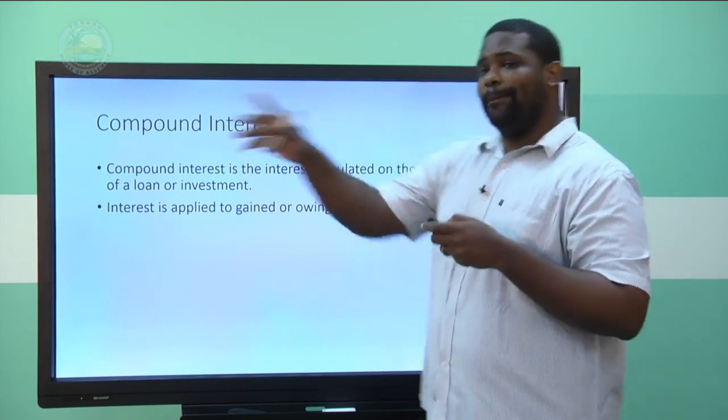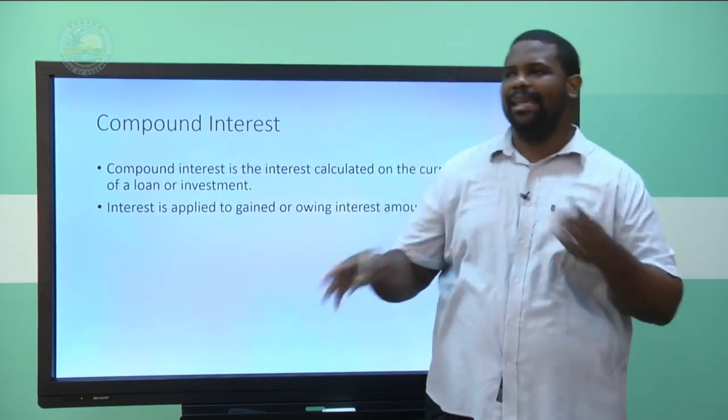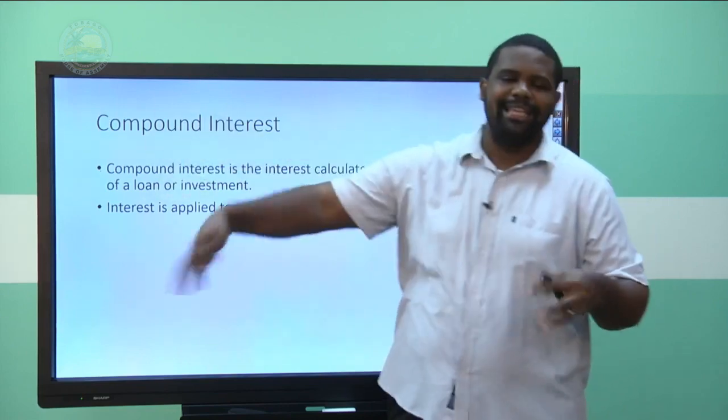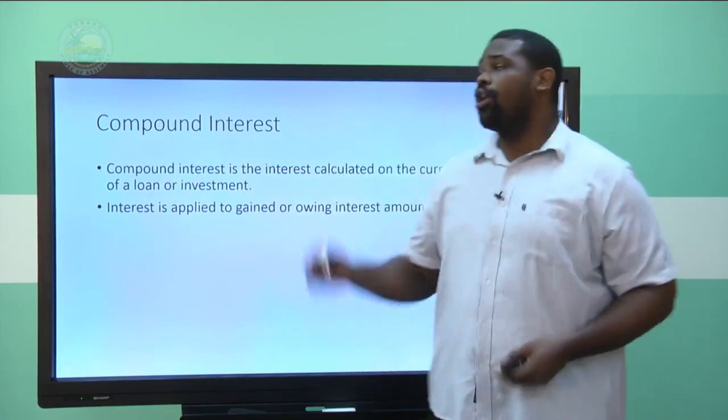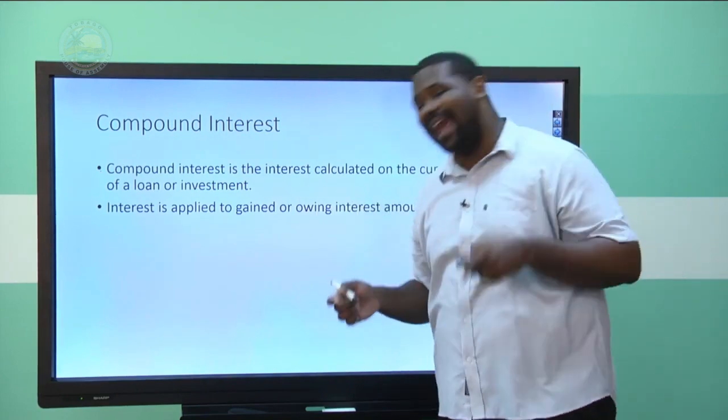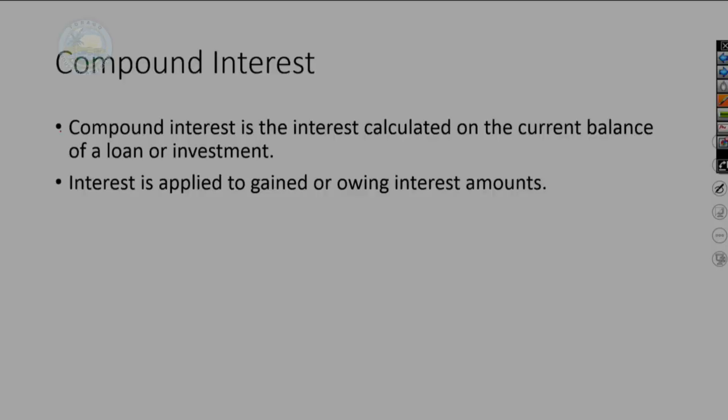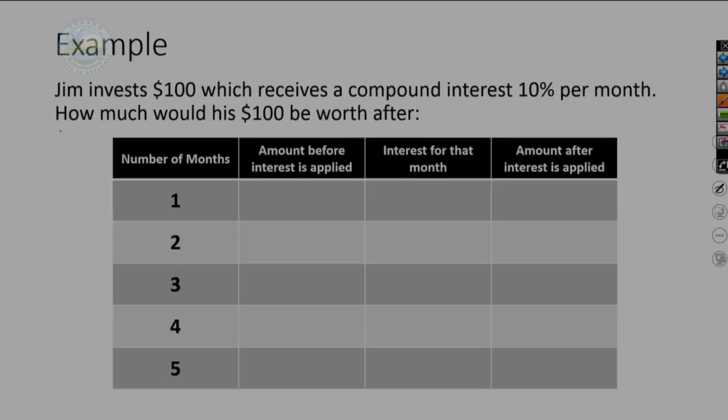Whereas simple interest never applies to additional interest you may have gained or interest you may be owing, compound interest, however, applies to all of the interest you would have gained over the time period before, or all of the interest you may be owing over the time period before. So it's important to understand the difference between simple interest and compound interest. So let's kind of get into it. So let's take an example. And we're going to be writing in some values as we go along.